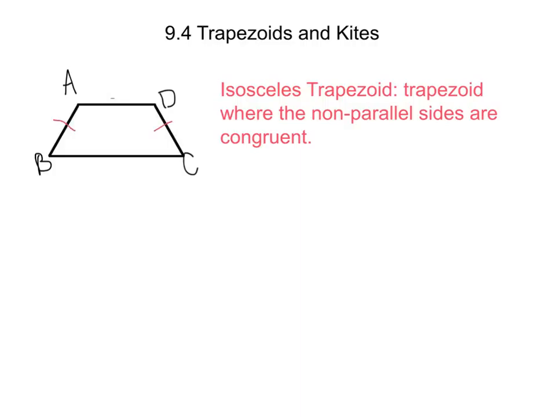I can show you that with tick marks. Those two sides are congruent, meaning they are the same length. There's also some other interesting parts about an isosceles trapezoid that we need to talk about. In an isosceles trapezoid, base angles are congruent.